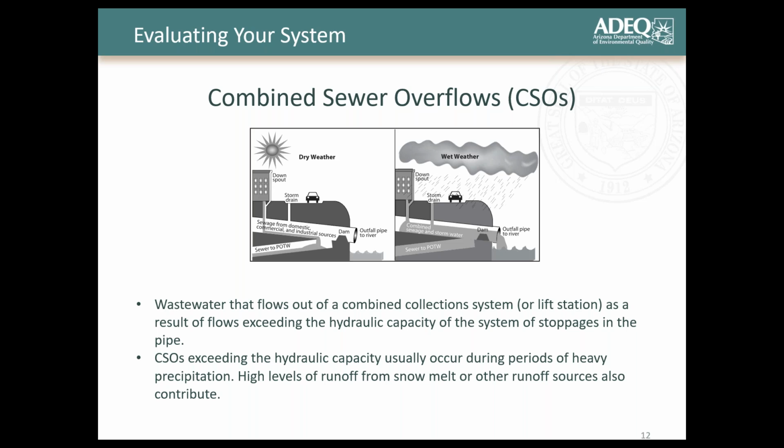So usually you'll see CSOs happen when you have heavy rain, right? Your storm drain system gets overloaded, and you start combining that sewage and storm drain. Now you have partially used or maybe a diluted wastewater source that starts overflowing into open waterways like rivers and creeks and such.